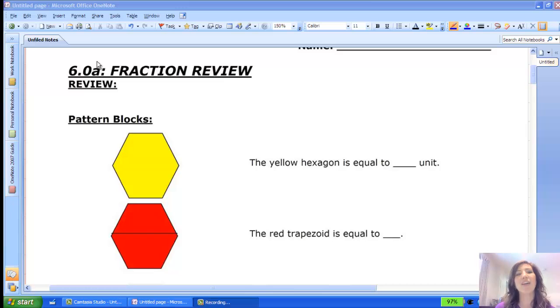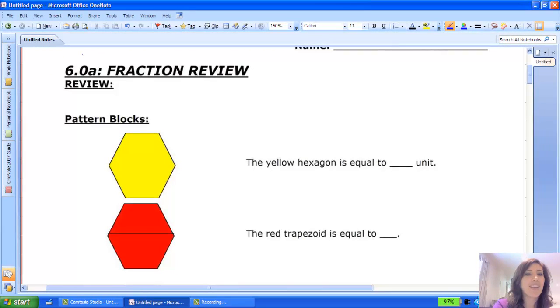Today we will be doing a little bit of a review. We call this 6.0a because we'll be looking at what is a fraction, what's the difference between proper, improper, and mixed numbers, and then for 6.0b we'll look at adding fractions and subtracting fractions. Then we get into what our textbook teaches us from 6.1, multiplying and then dividing.